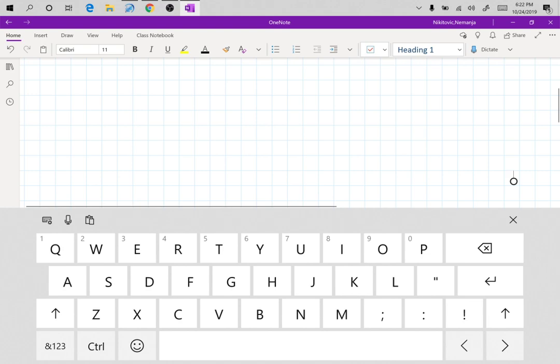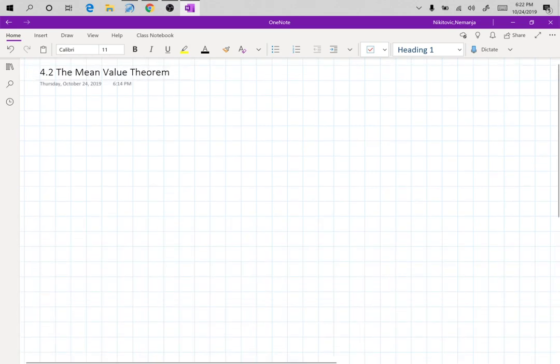Hello and welcome back to Calculus 1, section 4.2 on the mean value theorem. Mean as an average, not mean as an evil. So let's clear that up first.